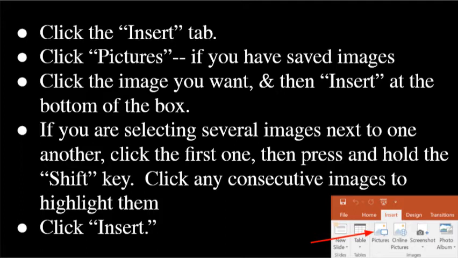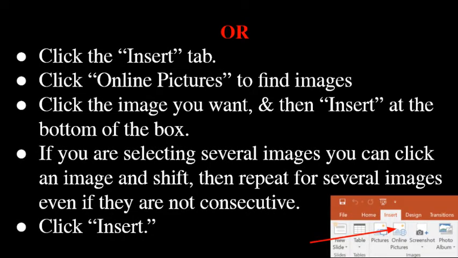If you are selecting several images next to one another, click the first one, then press and hold the Shift key. Click any consecutive images to highlight them, click Insert. If you haven't already selected and saved images, then you will click the Insert tab, click Online Pictures to find images, click the image you want, and then Insert at the bottom of the box. If you are selecting several images, you can click an image and Shift, then repeat for several images, even if they are not consecutive. Finally, click Insert.